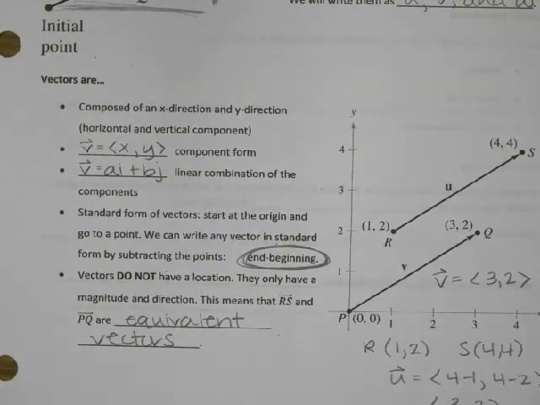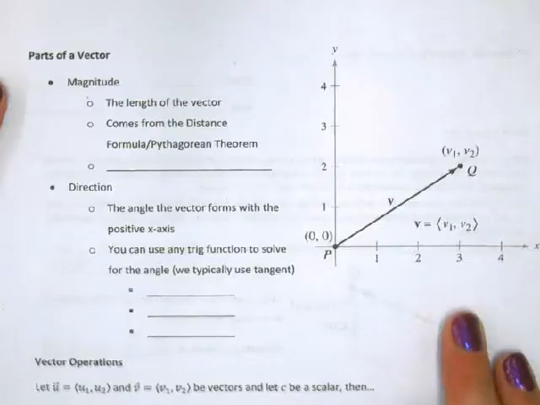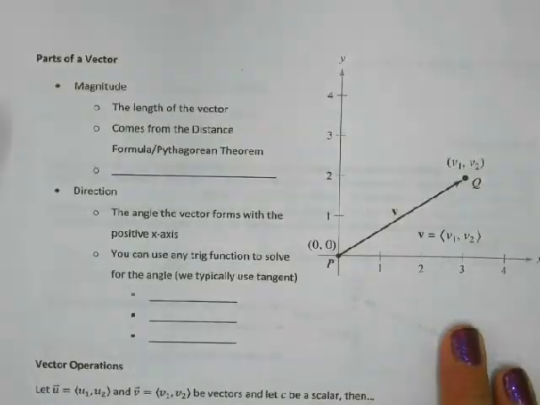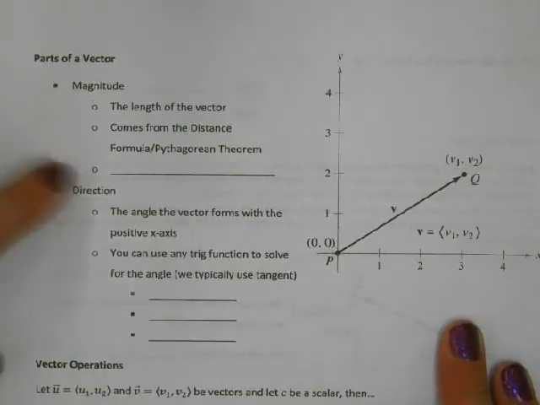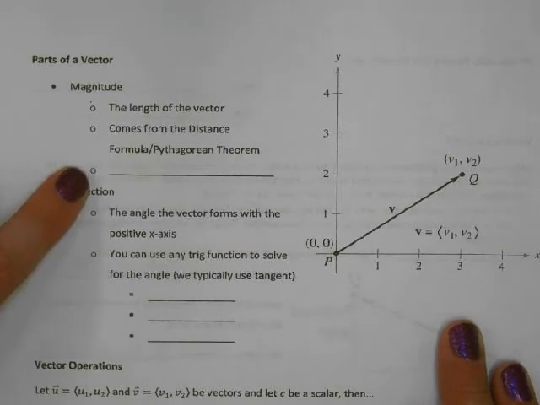All right, on the next page of the notes, we're going to make sure we remember what the parts of a vector are. So I already mentioned the 2 parts. They are the magnitude and the direction. The magnitude is the length of the vector. It comes from the distance formula or the Pythagorean theorem.